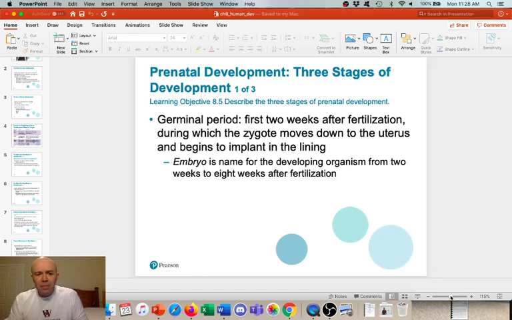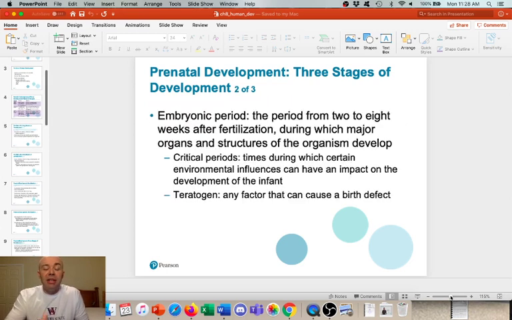So yeah, embryo is the name for the developing organism 2 weeks to 8 weeks after fertilization. So at about the 8th week, we now call it an embryo, and the embryo is going to grow massively. It's going to start developing major organs. We're talking about the heart, liver, lungs. The brain is going to become really pronounced in this period.